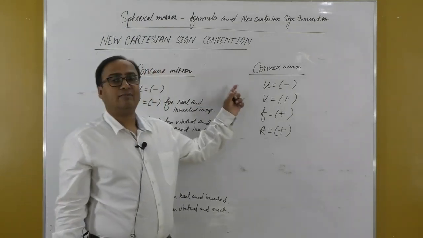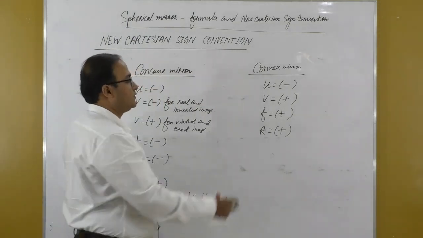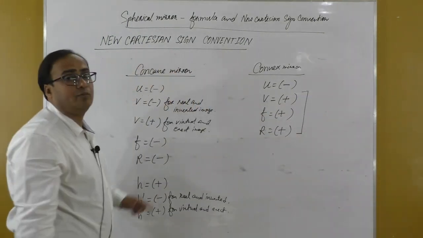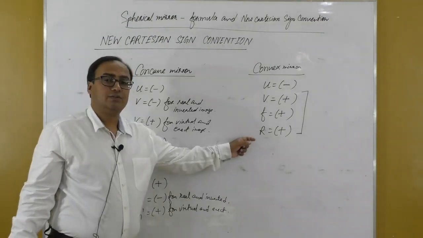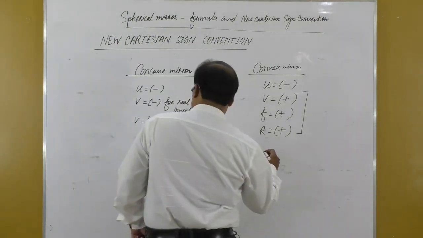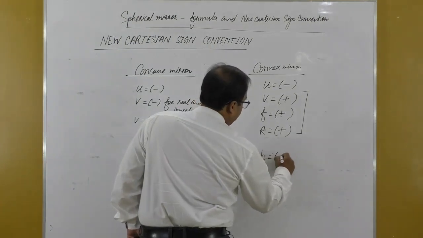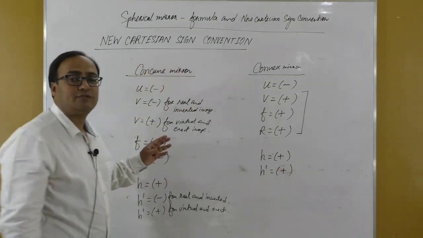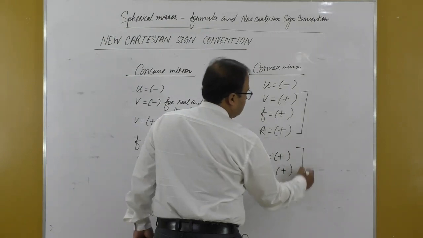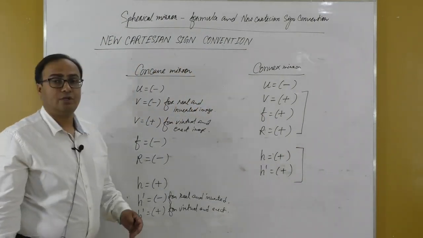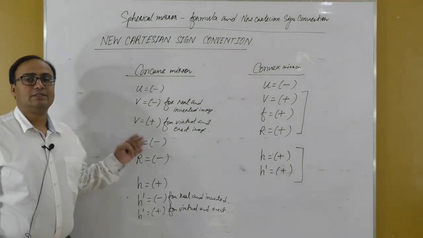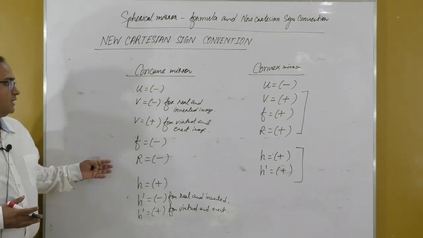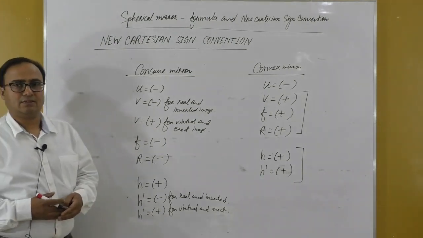A convex mirror never forms real image. It always forms virtual and erect image. Thereby v, f and r, they are always positive because f is behind the mirror, r is also behind the mirror. Then height of the object is positive, height of the image is also positive, since it always forms virtual and erect image. So to solve numericals, you will have to apply these sign conventions for the different magnitudes given for different measurements like object distance, image distance, etc.